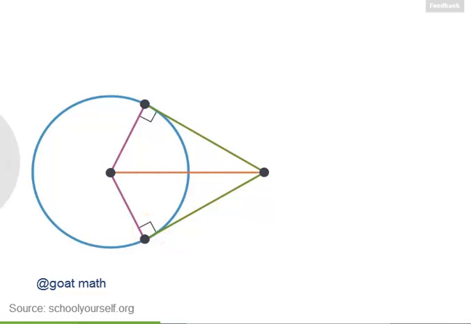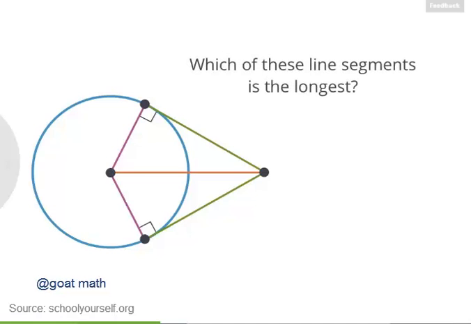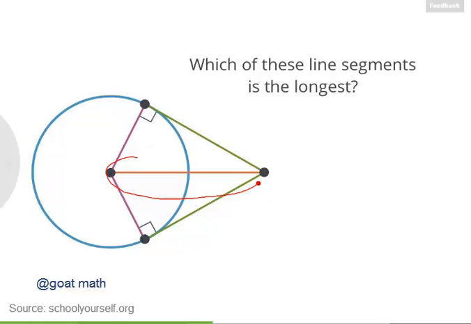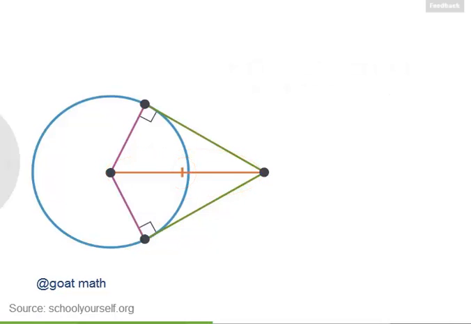Now let's draw one more line segment between the center of the circle and our point out here. Now of all the line segments we've drawn, which one is the longest? Right, this line segment in the middle is the longest. Let's label it with a single hash. And the 2 radii over here are congruent to each other, meaning they have the same length, so let's mark them both with 2 hashes.